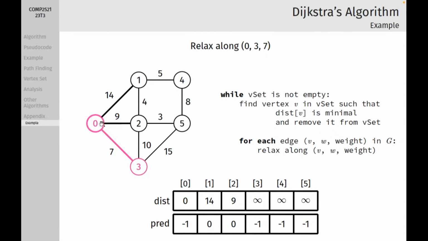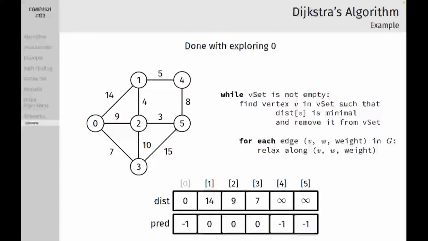The cost of the new path will be 7, so we update the distance to 7, and we update the predecessor to 0. All right, so this is the first iteration of the algorithm. Now we're done with exploring 0, so 0 is no longer in our V set. I've grayed it out here.